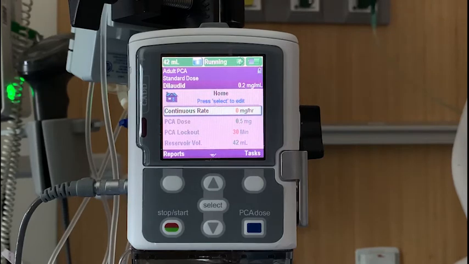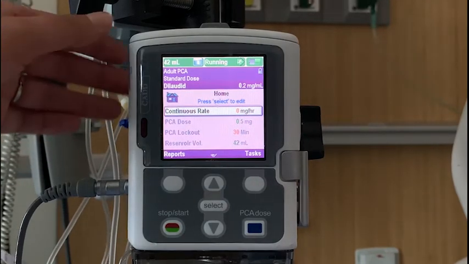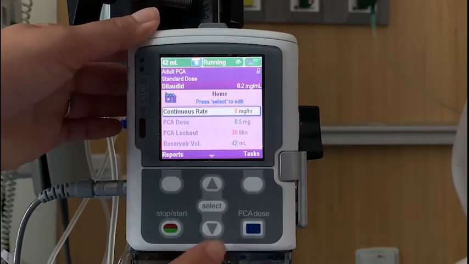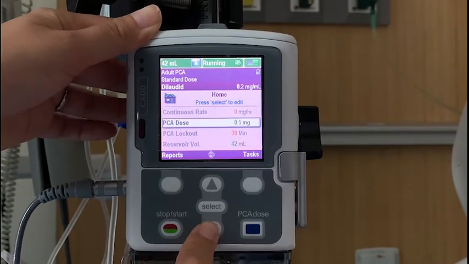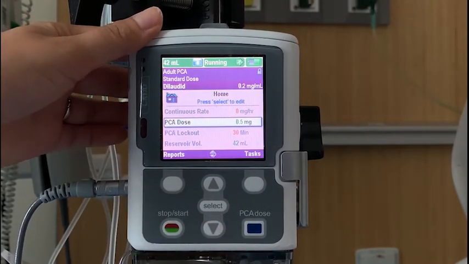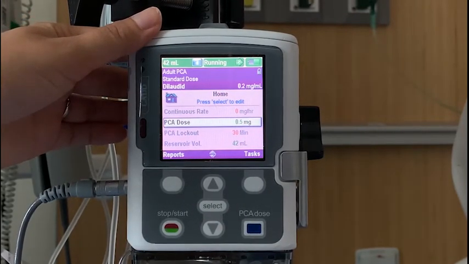First is the continuous rate. This is the basal rate of analgesic administered. Not all patients require a basal rate. Next is the PCA dose. This is the as-needed dosage of analgesic delivered by pressing the button.